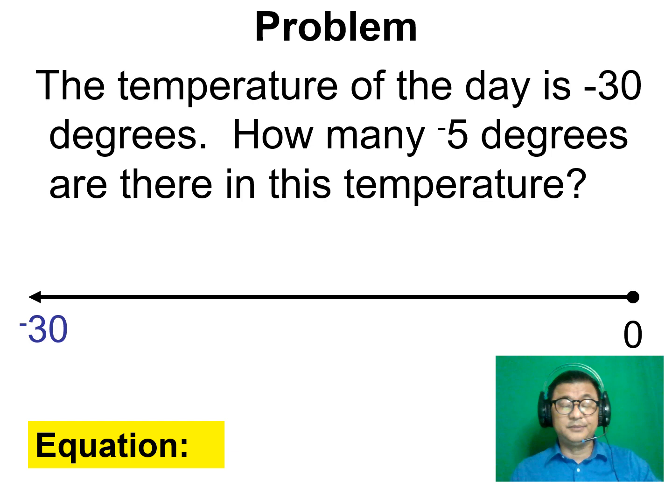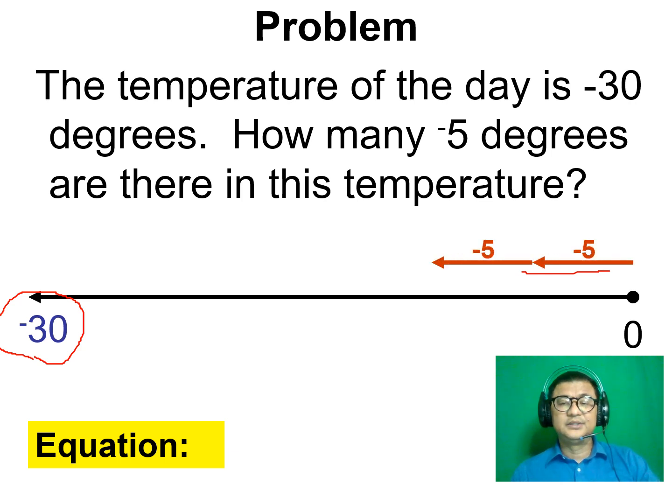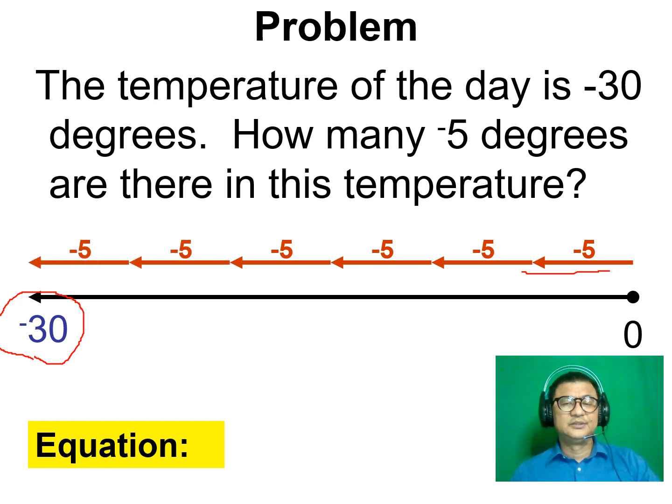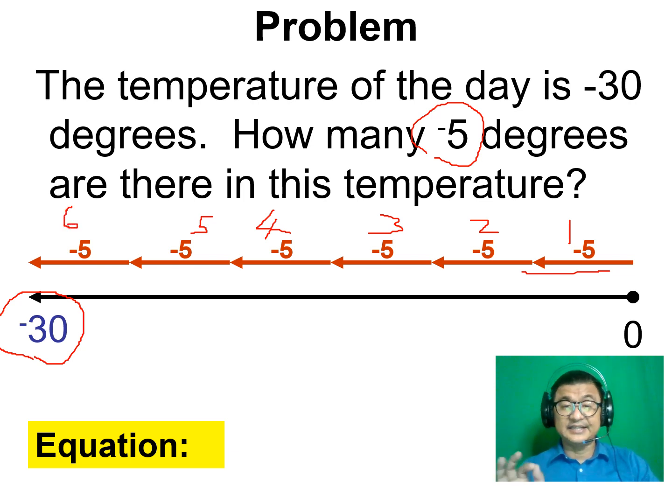So let's look at the thermometer, and we know that the temperature is up here at negative 30. We want to know how many negative 5s are there. So let's count it. 5, 10, 15, 20, 25, 30. All right. So how many sets of negative 5 did we count? 1, 2, 3, 4, 5, and 6. 6 sets of negative 5.